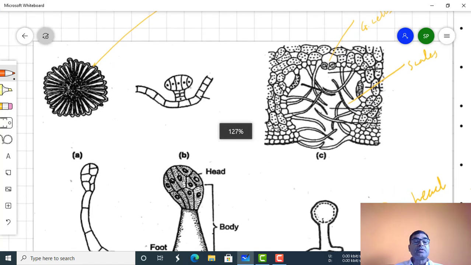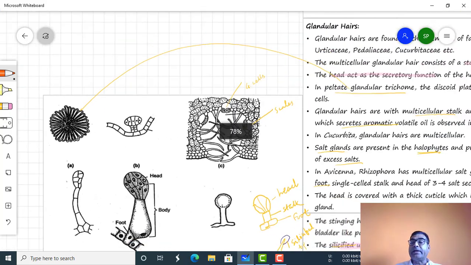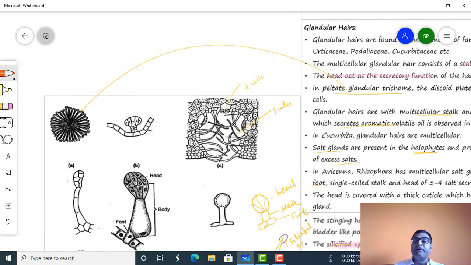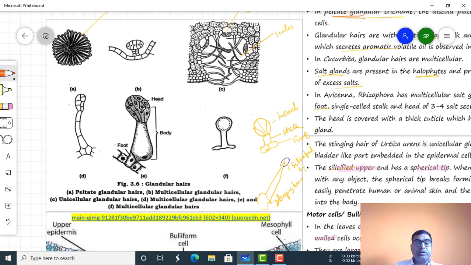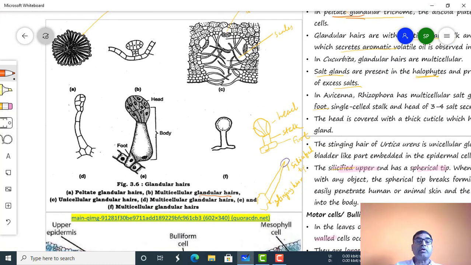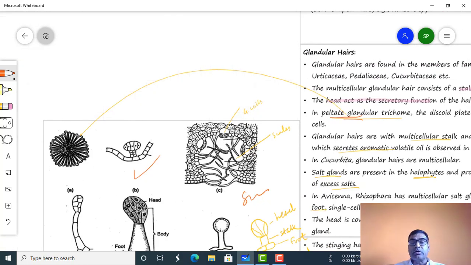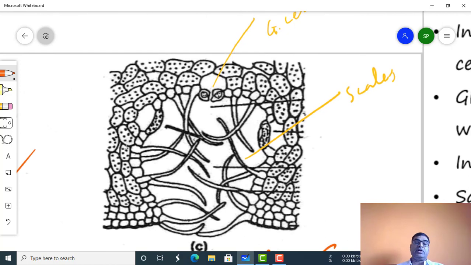Okay, this one is a peltate hair, a shield-like structure. Then figure B, multicellular glandular hair. Okay, this one is a sunken type of stomata. See here, in the Gramineae there are sunken type of stomata.